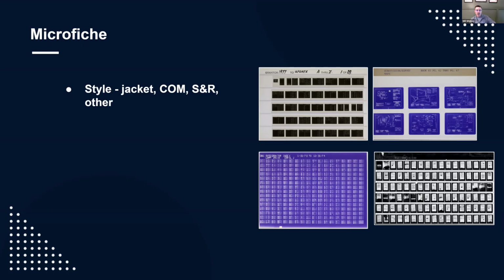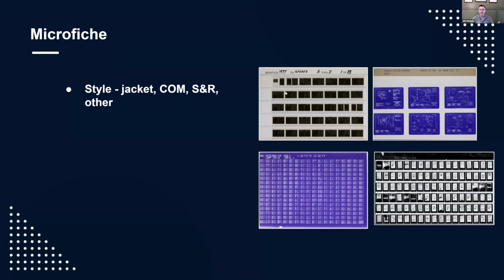This is an oversized jacket microfiche. It's basically the same type as this, except the dimensions are larger, so it requires a different scanner to actually capture it because of the dimensions of the physical fiche. Now, these differences matter because this is the most standard.